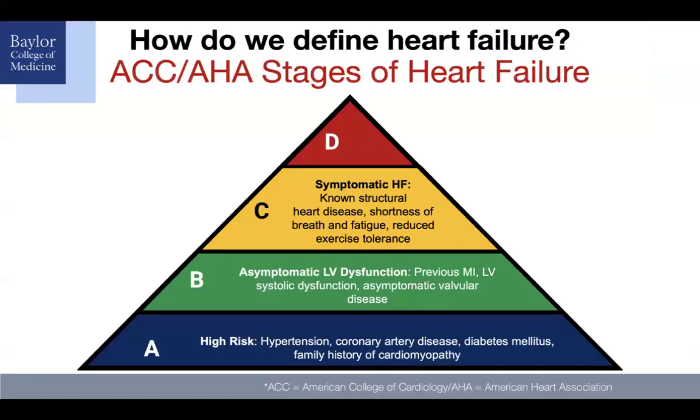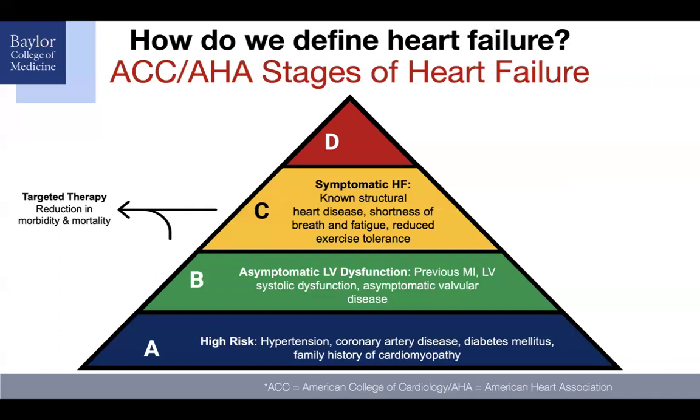So once we do this assessment, how do we define heart failure? We want to use our ACC AHA classification or stages of heart failure. Stage A is those patients at risk for heart failure. These are patients who have hypertension or coronary artery disease. B are those patients who have asymptomatic LV dysfunction. So these patients are going to be invariably New York Heart Association class 1. Stage C are those patients who have known structural heart disease who are symptomatic. They'll have shortness of breath, fatigue, reduced exercise tolerance. And stage D, these are patients that have end-stage heart failure.